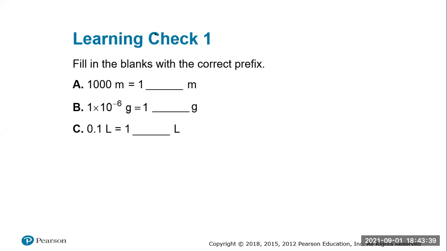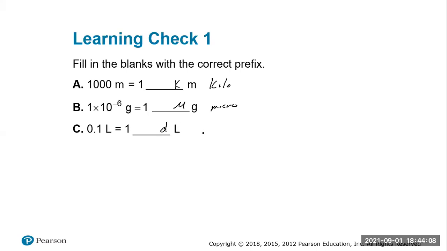Let's take a look here. 1,000 meters is 1 kilometer. 10 to the minus 6 grams is equal to, that's actually microgram, which is that sort of symbol, micro. And 0.1 liter is equal to 1 deciliter there as well.